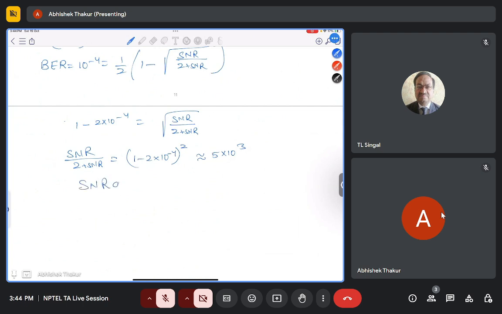So SNR in dB will be, sorry, from this value when you find SNR, you will get SNR is equal to 5 into 10 to the power of 3. So from this value, the SNR in dB is equal to 10 log 10 of 5 into 10 to the power of 3. So that is equal to 37 dB.